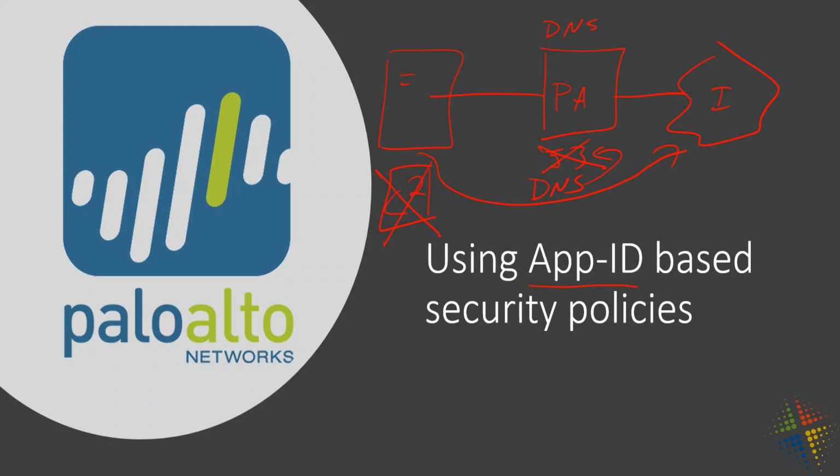So App-ID is a great feature that's built into the Palo Alto that gets you a little bit deeper into the packet, with the ability to inspect the contents of those packets and then manipulate the way the traffic works in your environment based on the actual content of the applications or of the packets themselves. So let's see how this works.